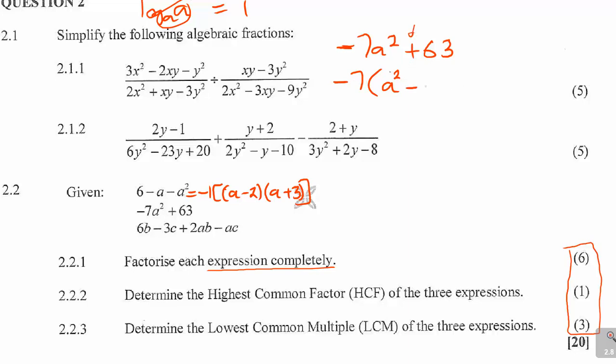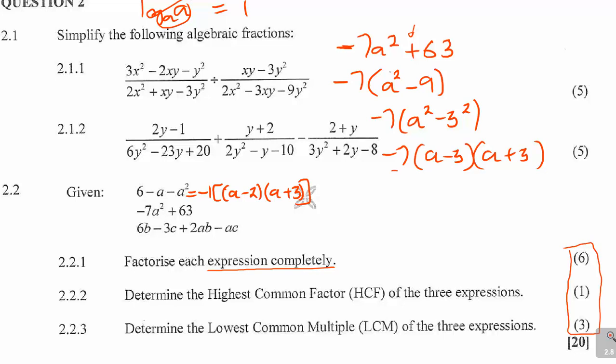Now 63 divided by 7 is 9. You needed to do that because this is a difference of two squares, which was hidden. It's a squared minus 9, and 9 is 3 squared. So it's minus 7, and you open two brackets. The first one is a minus 3, the other one is a plus 3. So that is that part, which is negative 7, a minus 3, and a plus 3.